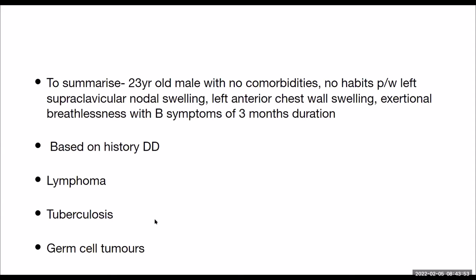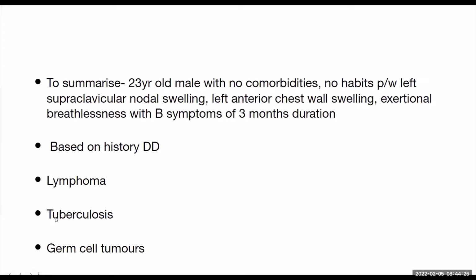So to favor lymphoma, patient has left supraclavicular nodal swelling with B symptoms and exertional breathlessness, which could be due to pleural effusion or mediastinal mass, or probably due to low hemoglobin, which could be due to bone marrow involvement in lymphoma.